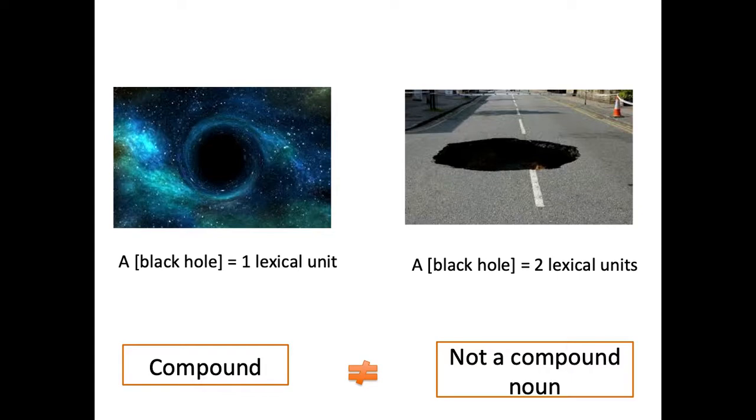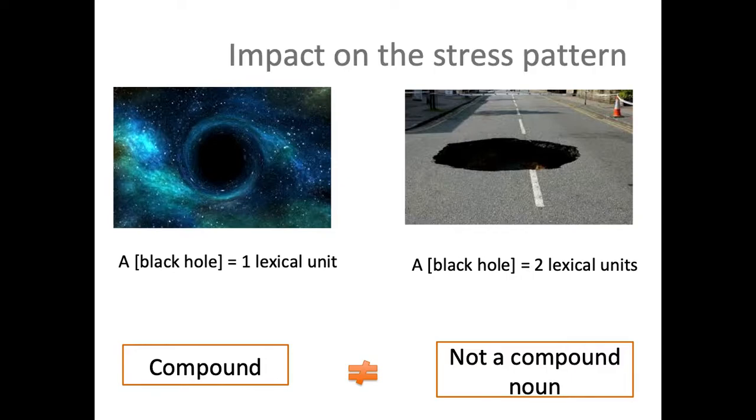Now, as this case is ambiguous, you may wonder how people can tell the difference between the two meanings when the context is not clear. Well, it's possible to tell them apart because they're not pronounced exactly the same way. For instance, when it's made up of two lexical units, it will be pronounced as follows: a black hole. But when it's just one lexical unit, it will be pronounced as a black hole. I repeat, two lexical units, a black hole. One lexical unit, a black hole.